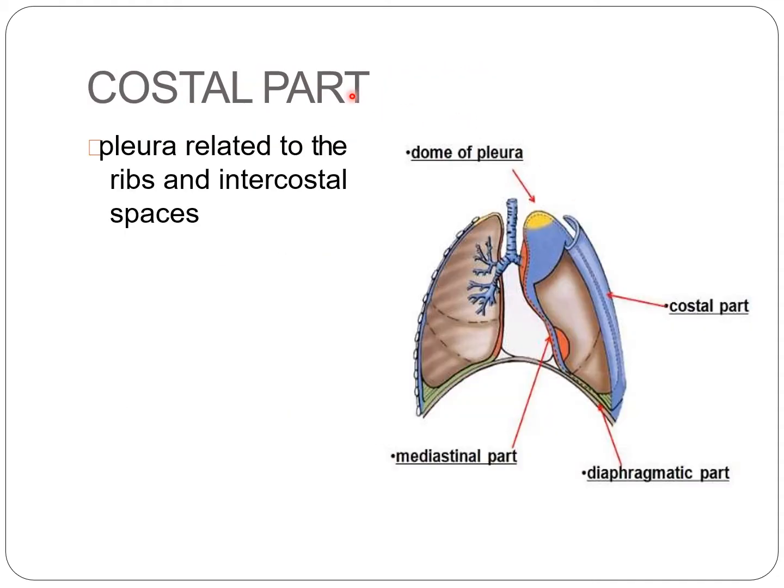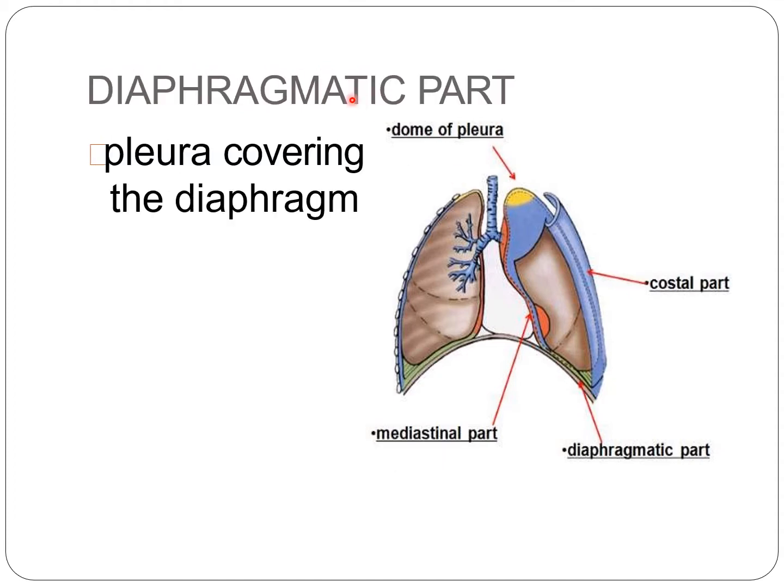The costal part. This is the pleura related to ribs and intercostal spaces. This is the costal pleura. The diaphragmatic part is the pleura covering the diaphragm. This is the diaphragmatic pleura covering the diaphragm. This is the mediastinal part, costal part and the apical part or the cervical part.